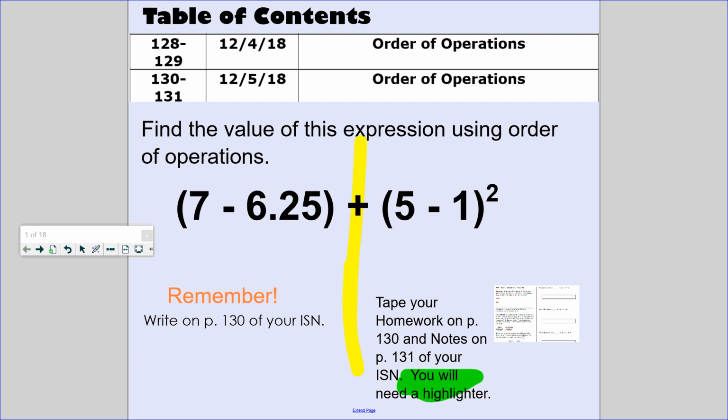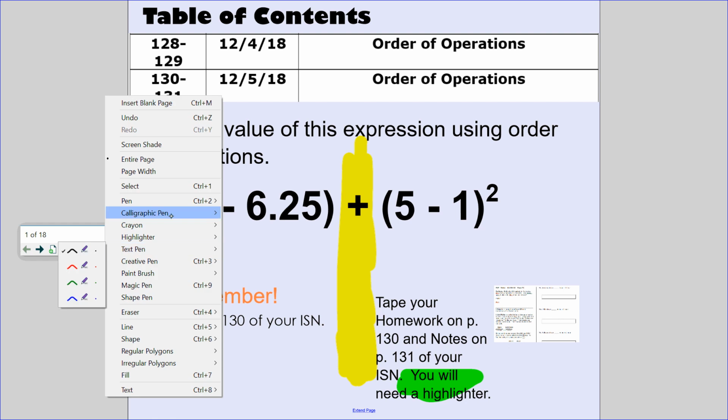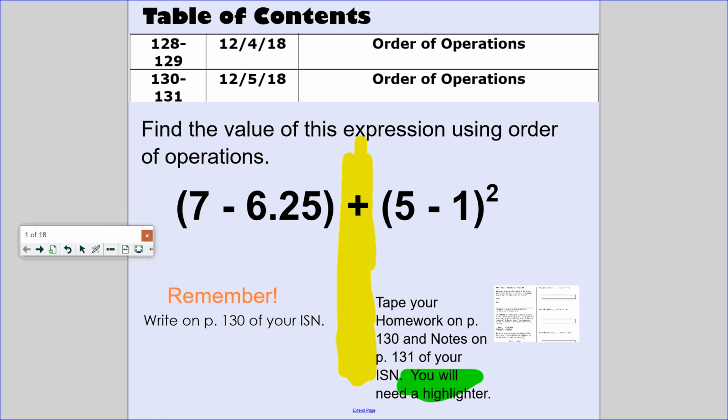If you remember, you highlight the addition and subtraction symbols that are outside the grouping, because now we have our first term right here and our second term. So let's solve. Which term do you want to solve first? Let's solve the first term. So 7 whole, or 7 and 0 hundredths. I take away 6 and 25 hundredths. What do you have left when you subtract 7 minus 6 and 25 hundredths?